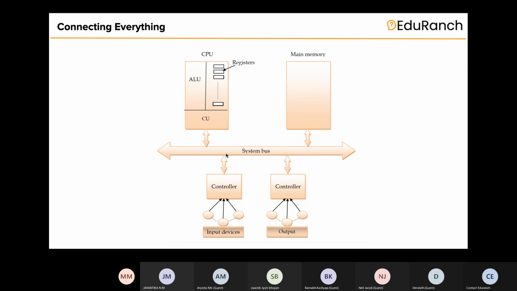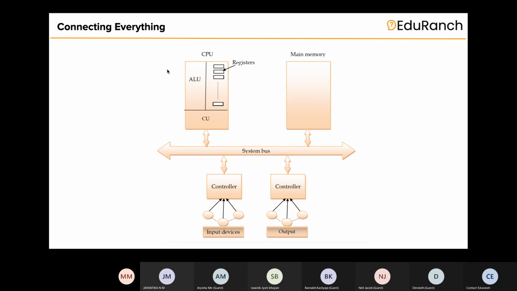Say for example, let's assume all of us are trying to communicate with each other. How are we communicating? Through the internet, right? There is a medium. So within the computer, you can think there is a sort of a communication channel, which we call a system bus, through which everyone can communicate.